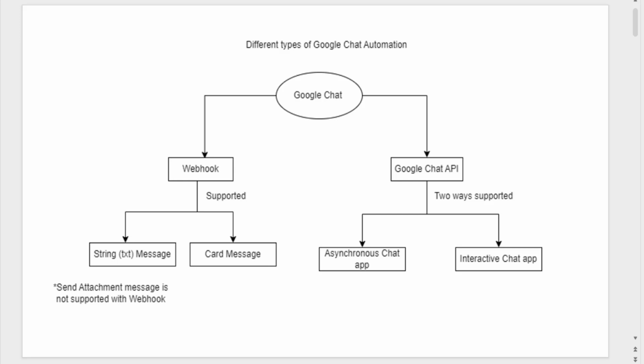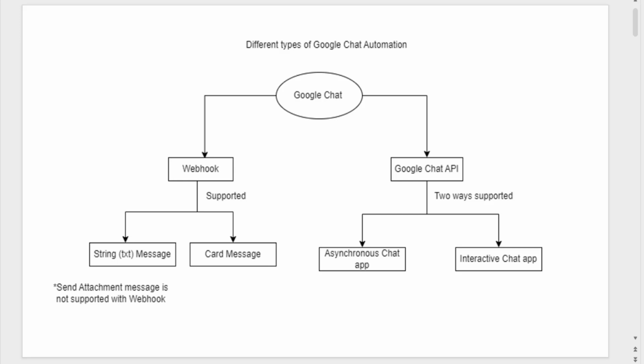Webhooks are the easiest way to connect. They support sending simple text messages or more complex cards, which are more presentable. We can even embed small HTML code in cards for better formatting. Also, Webhook doesn't support sending file attachments such as PDF, IMG etc.